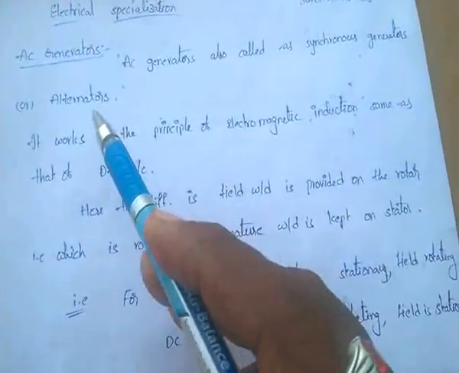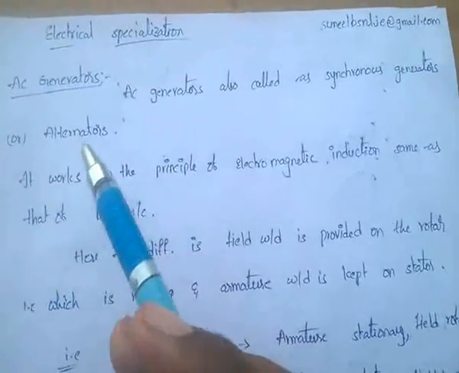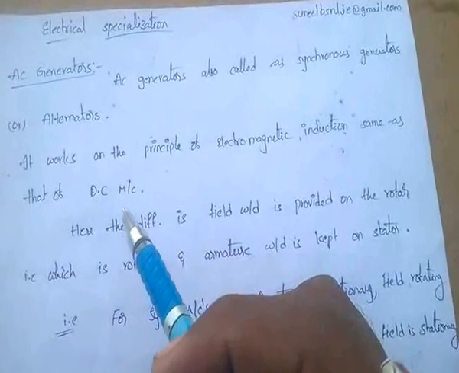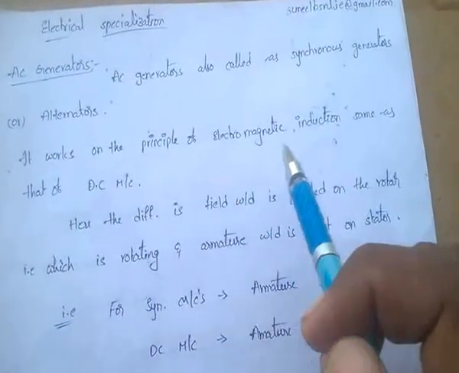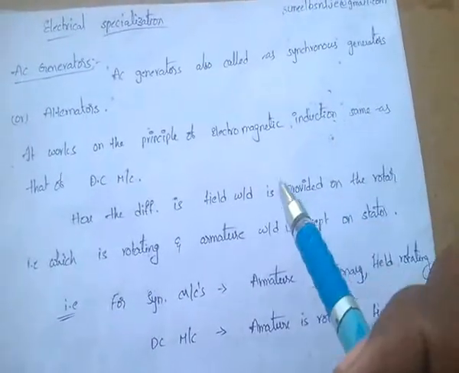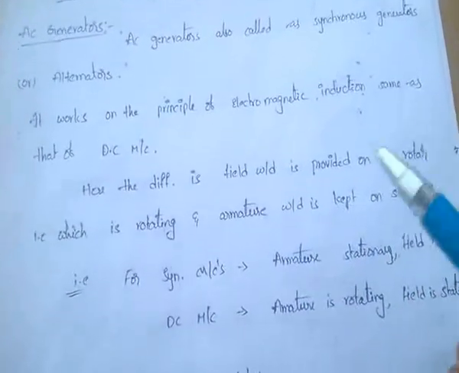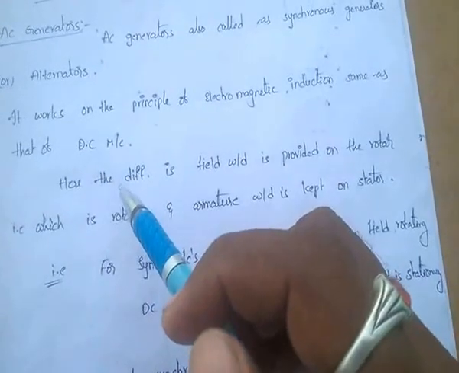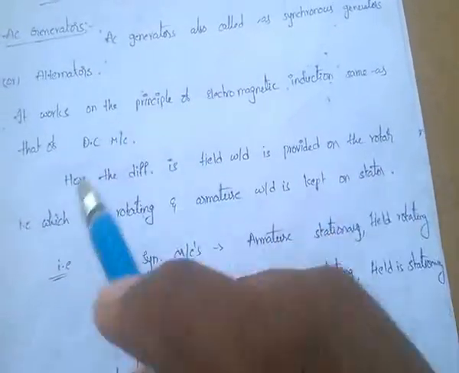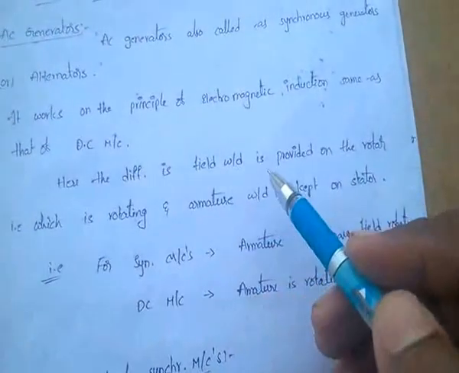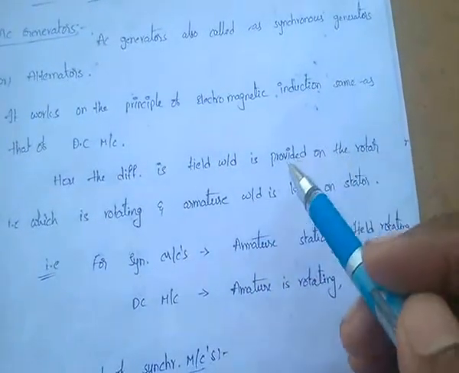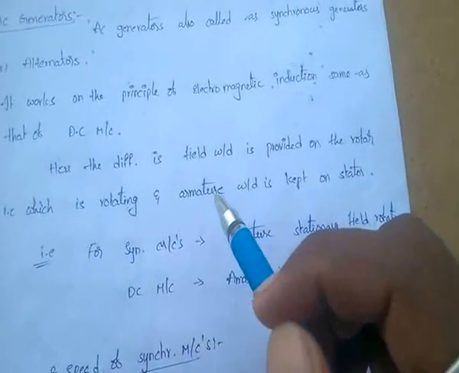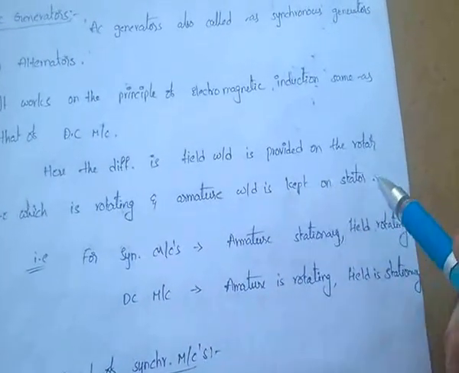The working principle of an AC generator is the same as that of DC generators, that is electromagnetic induction, Faraday's laws of electromagnetic induction. Here the difference between AC generators and DC generators is mainly that the field winding is provided on the rotor, which is rotating, and the armature winding is kept on the stator.